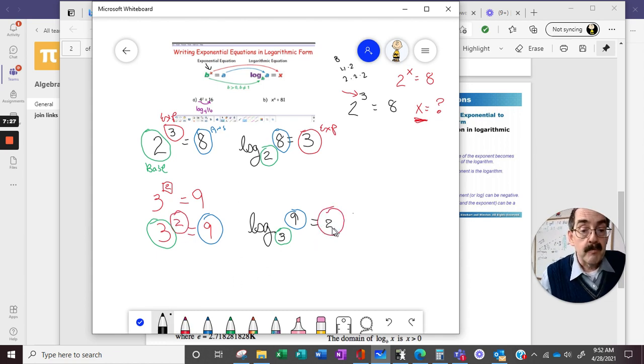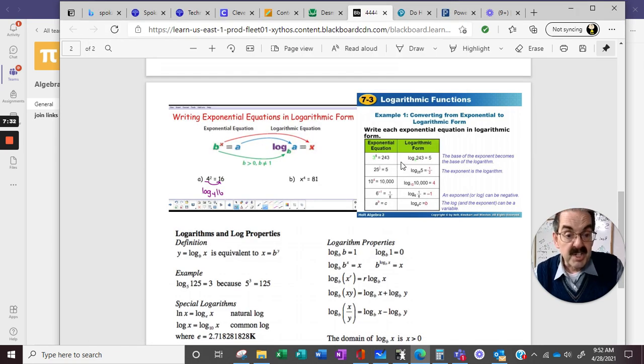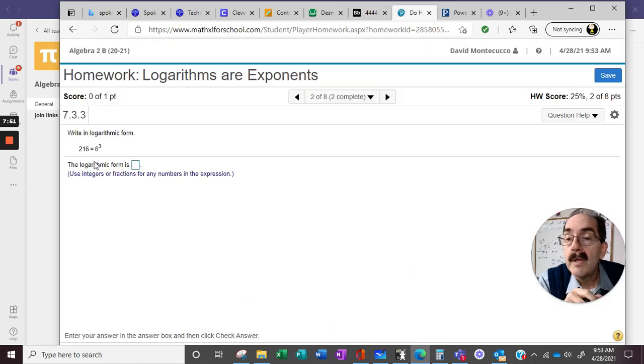Okay? And we just do a whole series of these. Translate, translate, translate. And on your cheat sheet, there's a whole group of them. 3 to the 5 power is 243. Log base 3 of 243 is 5. We're just translating English to Spanish, Spanish to English. From exponent form, what you and I know how to do, to logarithmic form. Okay? So let's go try our problem.